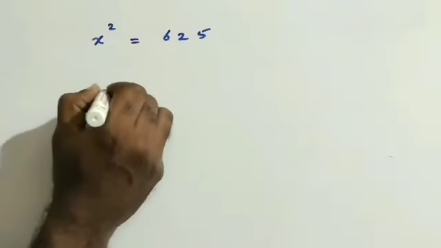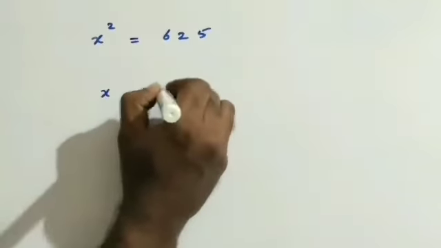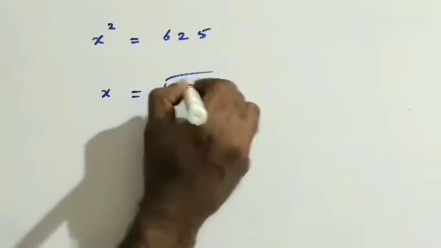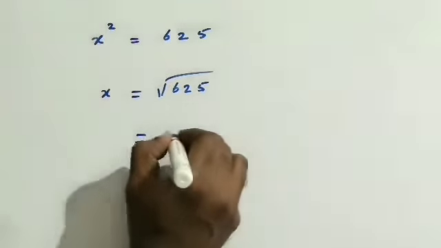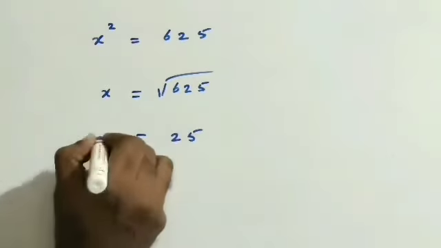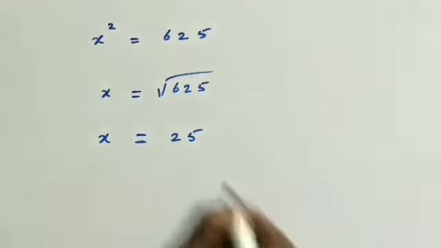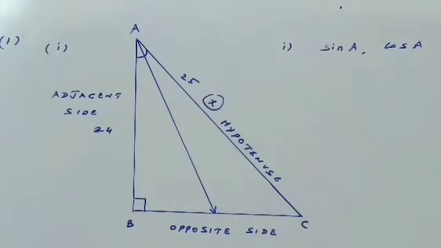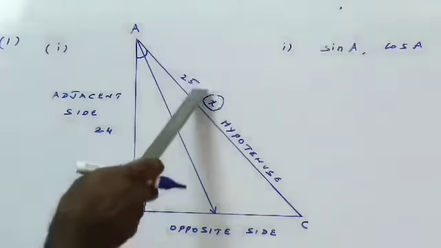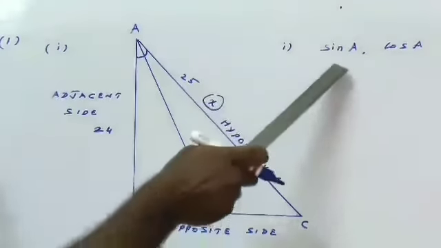To find x, just take square root for 625. It gives the answer plus or minus 25. In this problem, we need to consider only the positive value. So x equal to 25. In this problem, we got the value of x. X is 25. We need sin A.